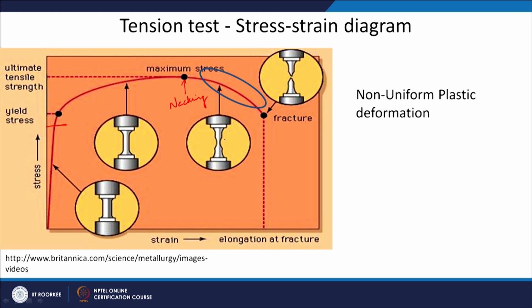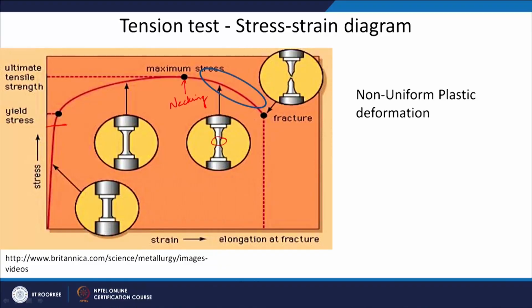That means the deformation will be concentrated only in this region where the cross-sectional area is reduced, and since the cross-sectional area is reduced, the response of the material will be reduced because I have less material to give resistance to deformation. So the response I am going to get is also going to be reduced, and that is why you will see that the stress is coming down.